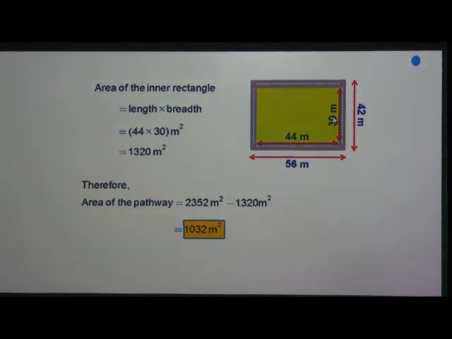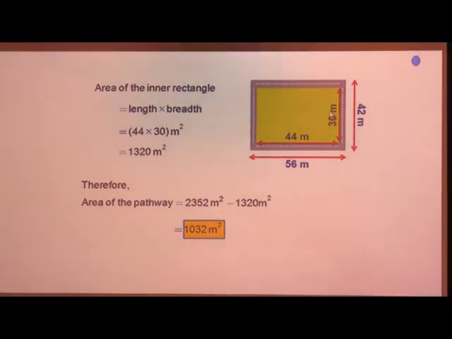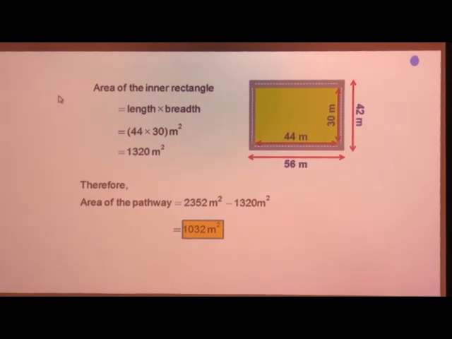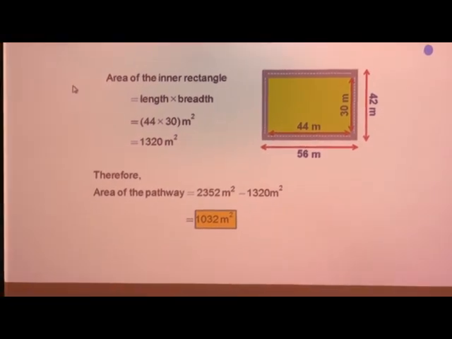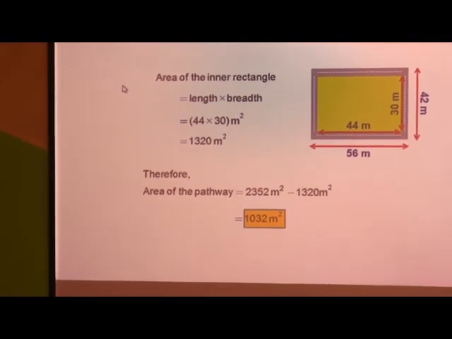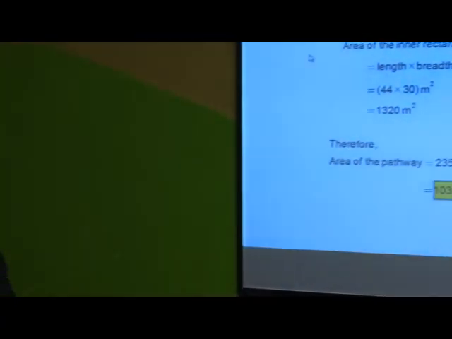Now, after subtracting these two, that is the area of the outer rectangle minus the area of the inner rectangle, we can find the area of the path shown with the gray color, whose width is given to us as 6 meter. So, in this way we found the area of the path.